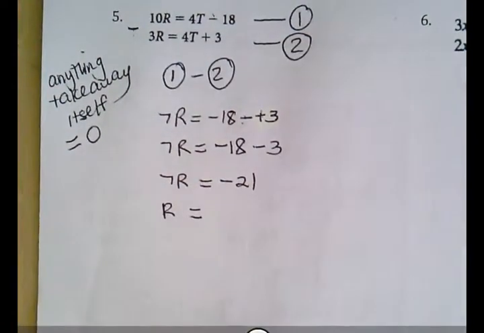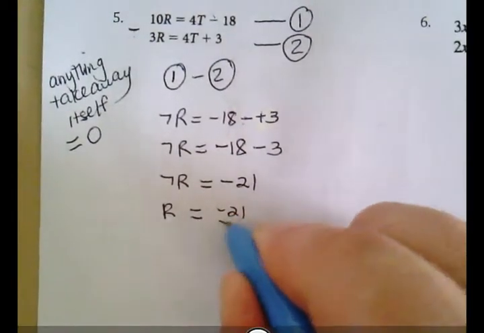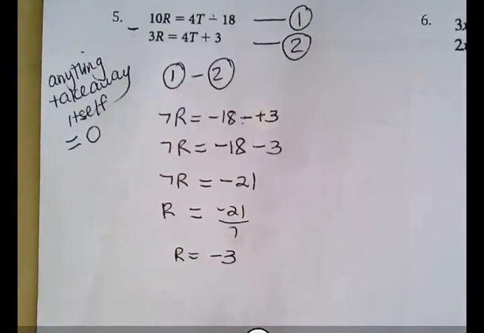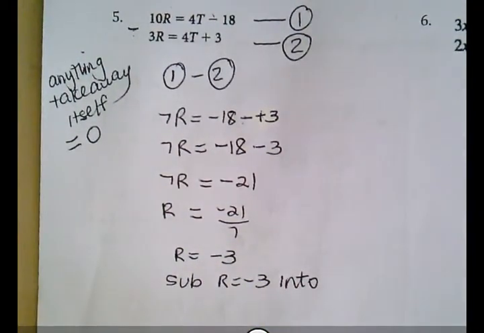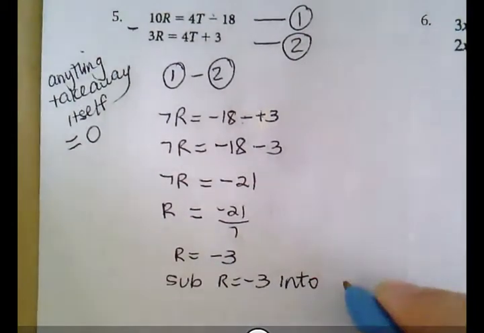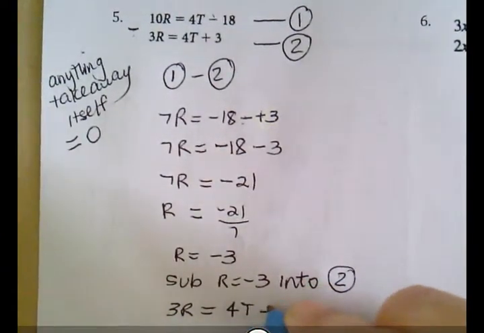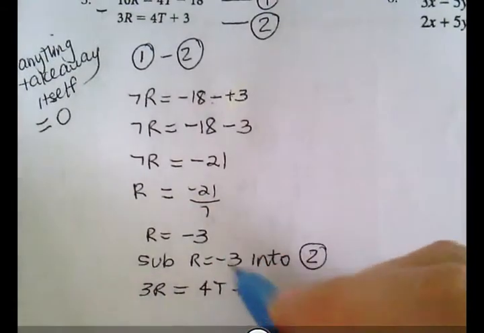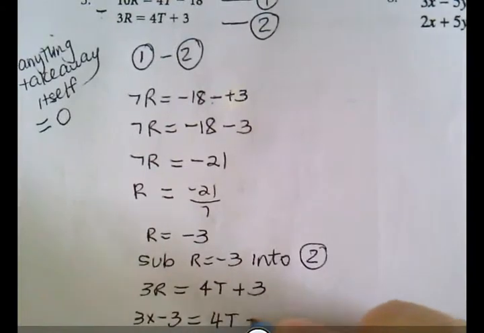Now what do I do? What's r? What do I divide or multiply by? So I go negative 21 divided by 7, which is negative 3. Substitute r equals negative 3 into, it doesn't matter, equation 1 or 2. Into equation 2. So we get 3r, I'm just rewriting equation 2 out, 3r equals 4t plus 3. And I substitute r is negative 3 into that. So 3 times negative 3 is 4t plus 3.